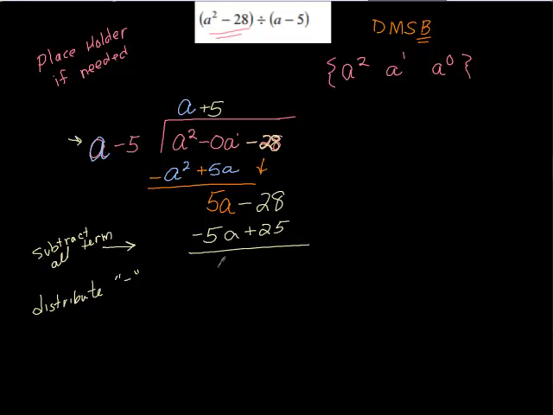5a minus 5a is nothing. Negative 28 plus 25 is negative 3. So this is our remainder. So we know that we're going to put this over this. So our answer is a plus 5, right? That's from here, a plus 5. This is a negative 3. We're going to bring the negative down to the middle of the solidus. The 3 is up. A minus 5 at the bottom.